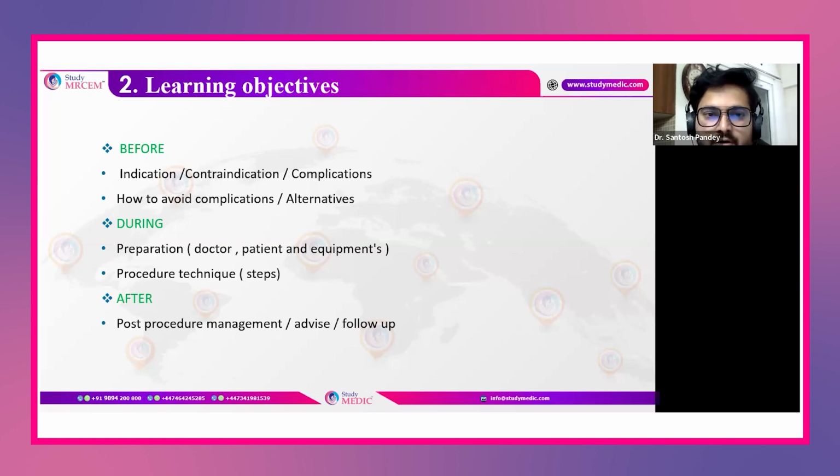while teaching this. Now coming to during the procedure, what you have to do? Preparation. Now there are three things in preparation: preparation for the doctor, preparation for the patient, and the equipment. For the doctor, you tell them to wash their hands and wear PPE. Now for the patient, position is very important.